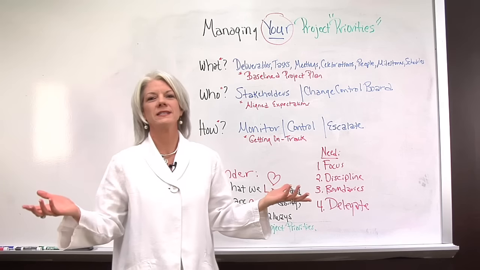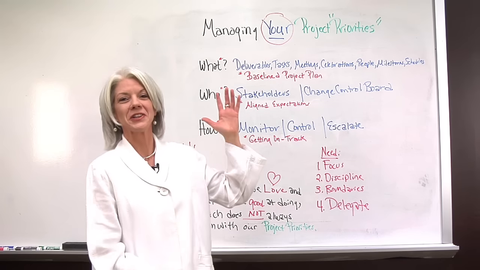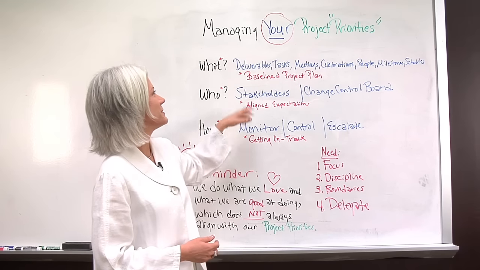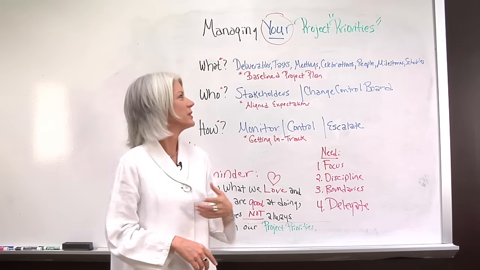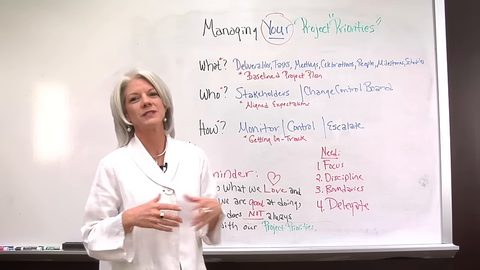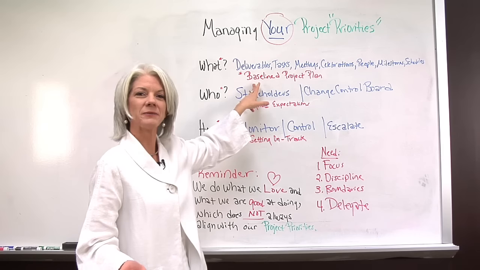Number one, what is a project priority? Well, just about everything. There's a list. And on the list is deliverables, tasks, meetings, celebrations, people, milestones, schedule, basically everything baselined in the project plan.